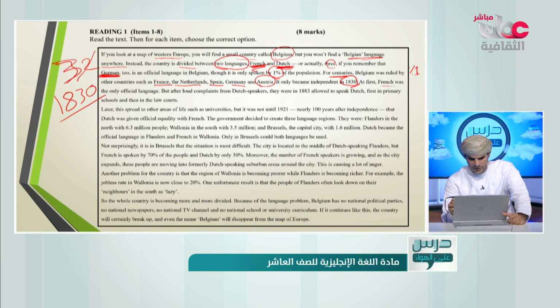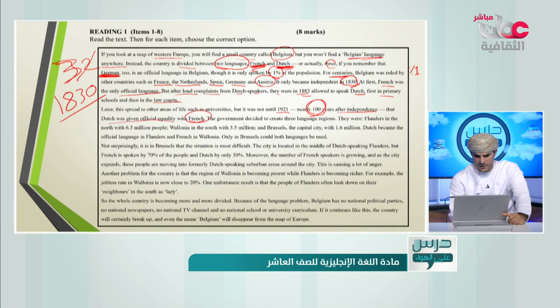Independent, called the country, in 1830. At first, French was the only official language, but after loud complaints from Dutch speakers, they were in 1883 allowed to speak Dutch first in primary schools and then the law courts. Later, this spread to other areas of life such as universities, but it was not until 1921, nearly 100 years after independence, that Dutch was given an official quality with French.